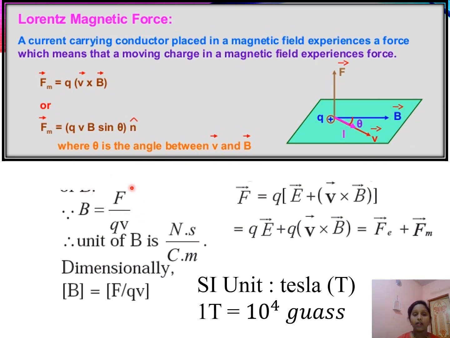Consider a force of 1 Newton acting on a charge of 1 coulomb which is moving with a velocity of 1 meter per second. Then the magnetic field is defined as B is equal to F by q v. Its SI unit is Newton second by Coulomb meter. Force SI unit is Newton, charge SI unit is Coulomb, velocity SI unit is meter per second. Dimensionally it can be written as B is equal to F by q v. The SI unit is called Tesla, T. 1 Tesla is equal to 10 to the power of 4 Gauss. Gauss is not an SI unit, it is a convenient unit.